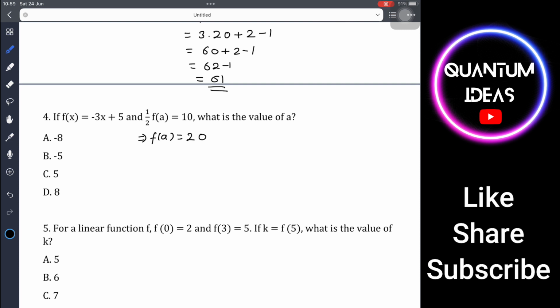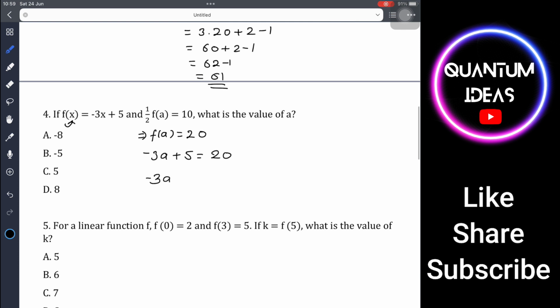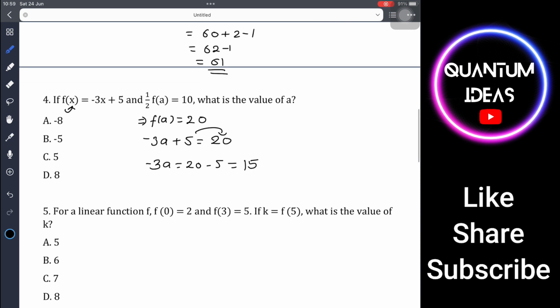So f of x is minus 3x plus 5. So f of a will be minus 3a plus 5 equals 20. So minus 3a will be 20 minus 5 if 5 goes to that side. So this is equal to 20 minus 5, which is 15. So a is equal to 15 by minus 3, which is minus 5. So the value of a is minus 5. So b is the answer.